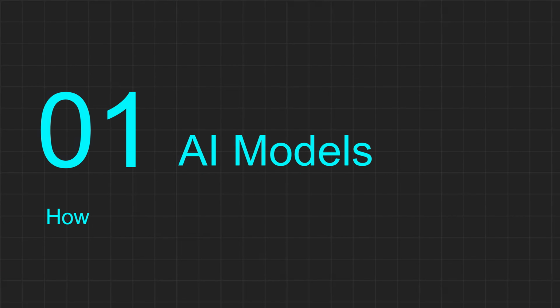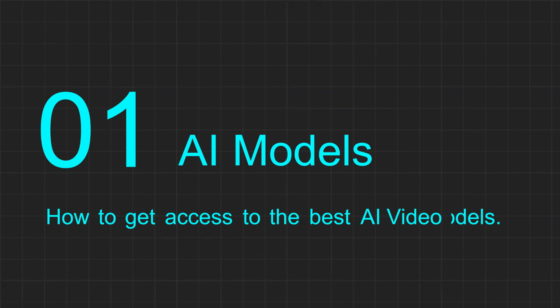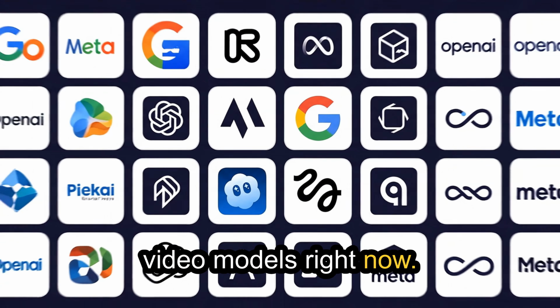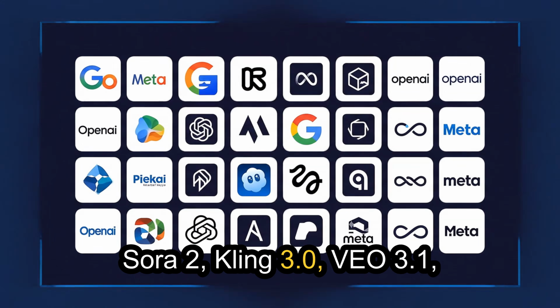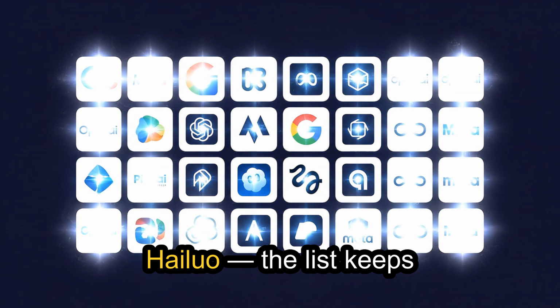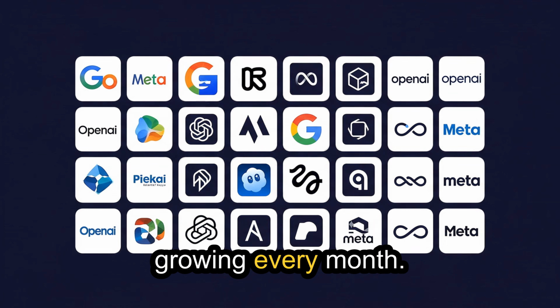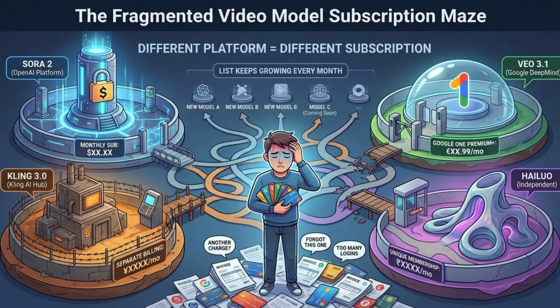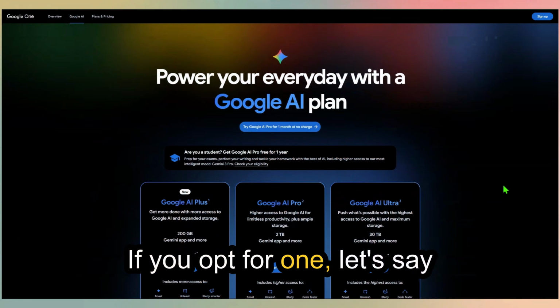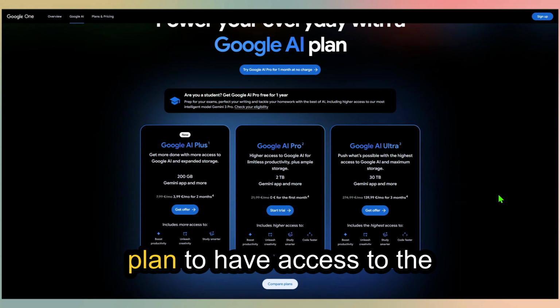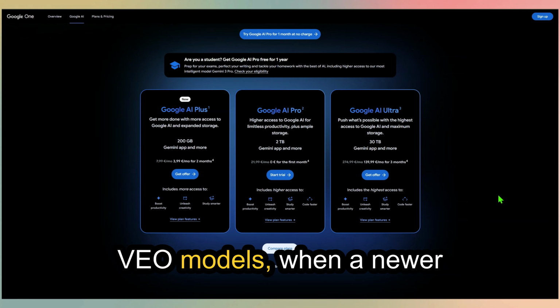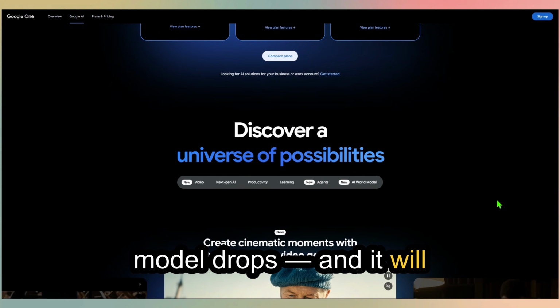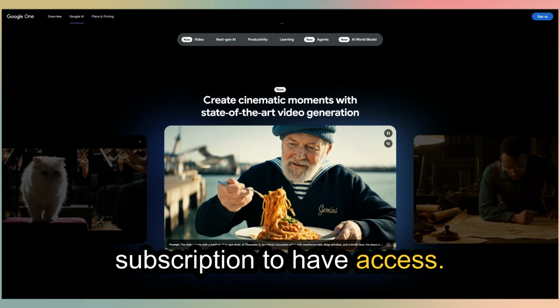To make them, the first thing you need to know is how to get access to the best AI models. There are a ton of video models right now. Sora 2, Kling 3.0, Veo 3.1, Hailuo. The list keeps growing every month, and each one sits on a different platform with a different subscription. If you opt for one, let's say you sign up for a Google AI plan to have access to the VEO models, when a newer model drops, and it will, you'll need to make another subscription to have access.